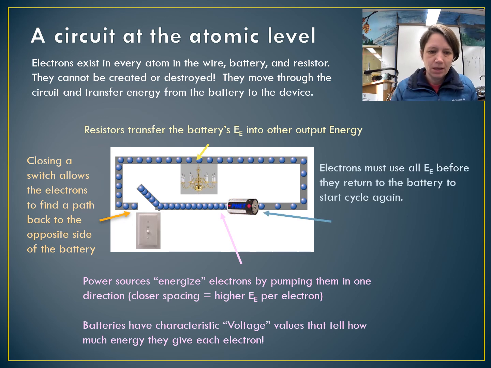And the last note is that electrons, by definition, have to use up all of their electrical energy before they return to the battery to start the cycle again. So this is like conservation of energy. We get a certain amount of energy at the battery. All of that energy has to be used up before the electrons return to the battery and do it all again.